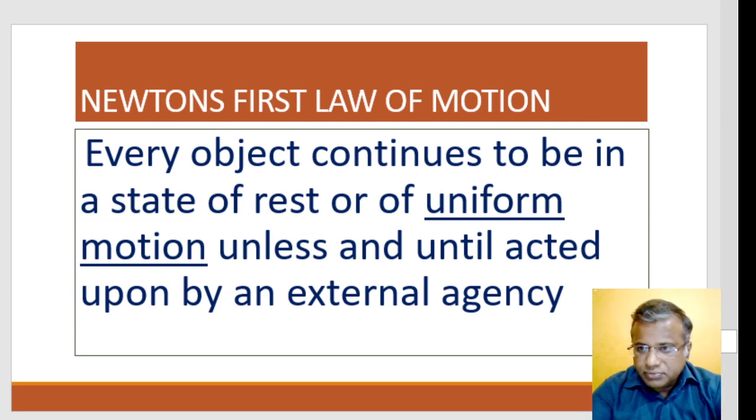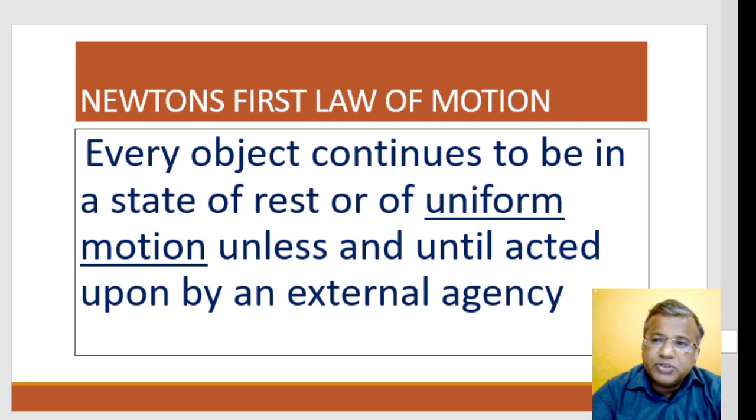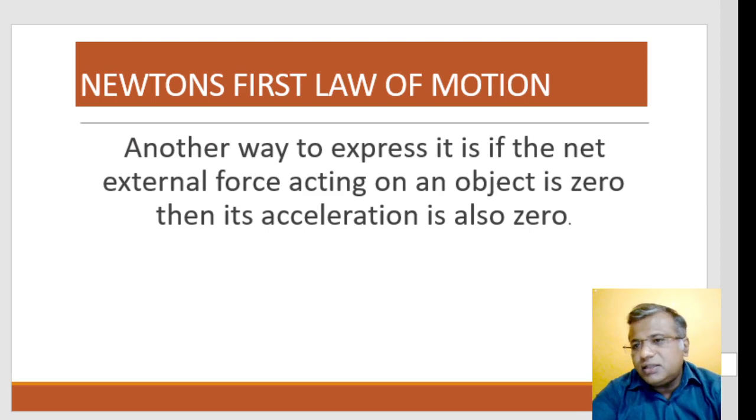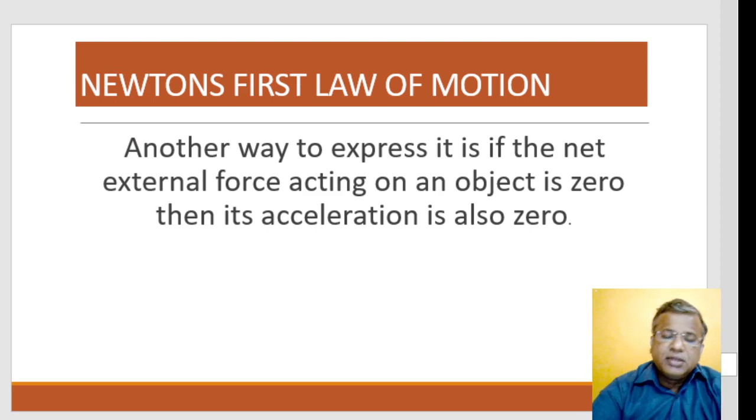Uniform motion means what will you say about the three conditions for uniform motion? The first point here is that it shouldn't have any acceleration. The second point is there shouldn't be any retardation. And the third point is that there shouldn't be any change in direction. So every object will continue to be in uniform motion unless and until acted upon by an external agency, or if the net external force acting on an object is zero, then there would not be any acceleration on it. So this is how we try to understand Newton's first law.